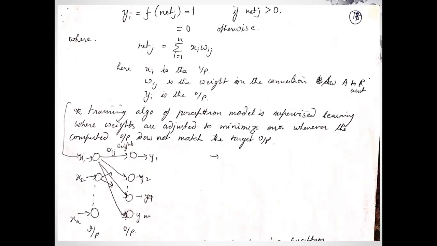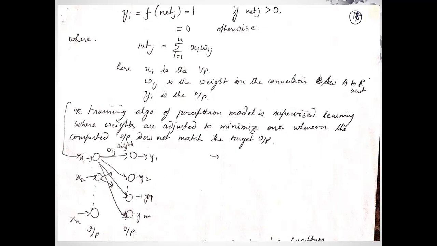Now here, what we have to do in supervised learning, just review back. What we were doing, we were trying to adjust the weights. Why do we need to adjust the weight? We need to adjust the weight to minimize the error. Whenever we compute the output, if the output matches the target output, then we do not have to adjust the weight. If the target output does not match the actual output, then we have to adjust the weight.